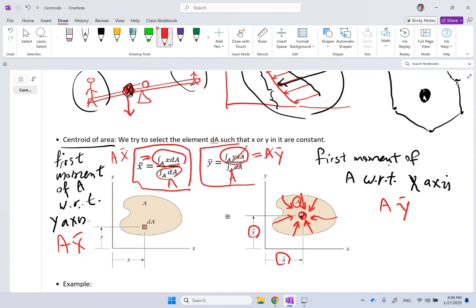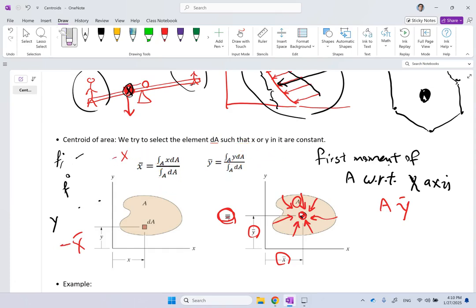You get this formula here. So these two formulas are coming from equality of the first moments of the actual surface with respect to x and y axis and the squeezed surface that has the cross section A, but it's at one single point in location x bar and y bar. So these two are equivalent to each other. Okay? So it's clear where these formulas are coming from.